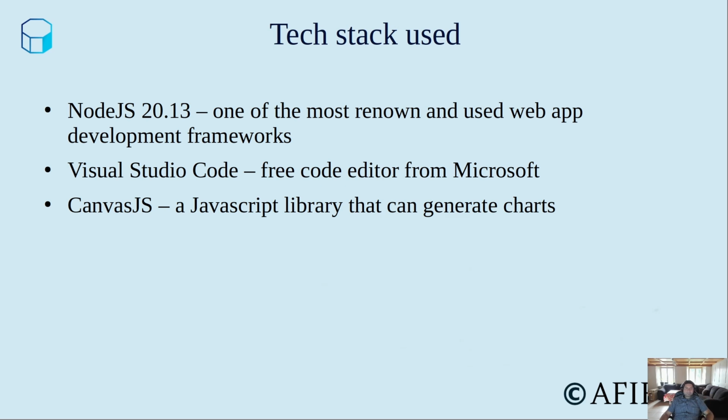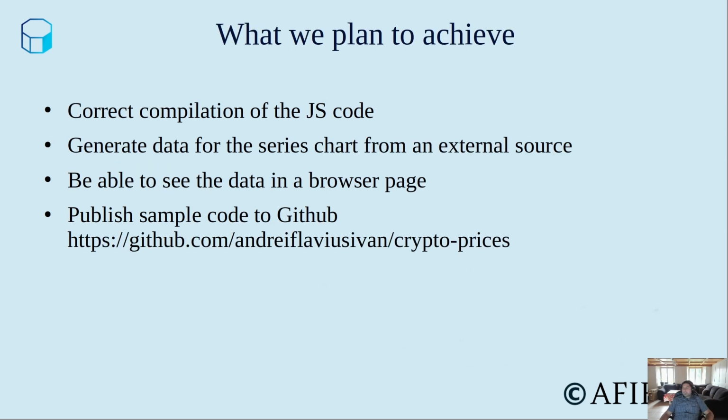we already have. Now, what we plan to achieve: I want a correct compilation of the JavaScript code. I want to generate the data for the series chart from an external source. Practically, I have some files which I will show you, and they will be transformed into the data which the chart requires. We want to also be able to see this data in a browser page, and ultimately the code will be published to GitHub for you to have as a reference.